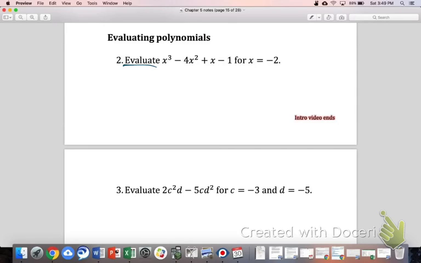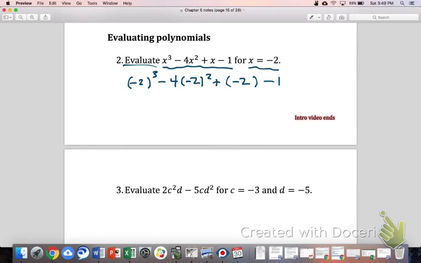So it says evaluate this polynomial right here for x equaling negative 2. The first thing I'm going to do is I'm going to replace all my variables with empty parentheses. And once I have done that, I am going to replace the emptiness there in the parentheses with the number that I'm supposed to plug in for x. So negative 2 goes in here, here, and here.